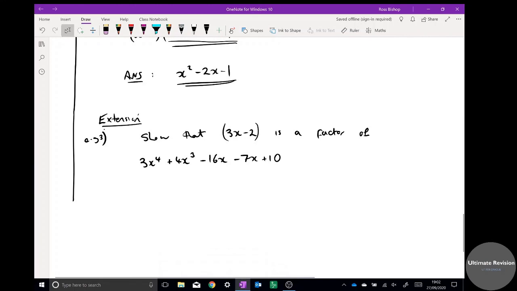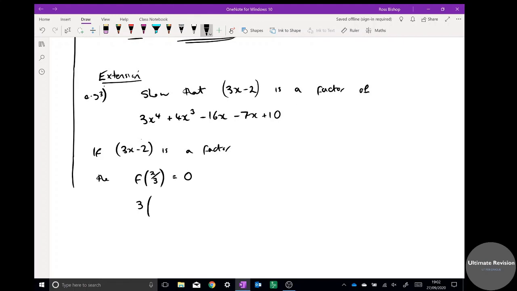Well, remember, if we put in the root and stick that in, it should equal 0. So if 3x minus 2 is a factor, then f of the root, now the solution of that would be 2/3. So f of 2/3 should equal 0. And let's see if that works. So (2/3) to the 4 plus 4 times (2/3) cubed minus 16 times (2/3) minus 7 times (2/3) plus 10.